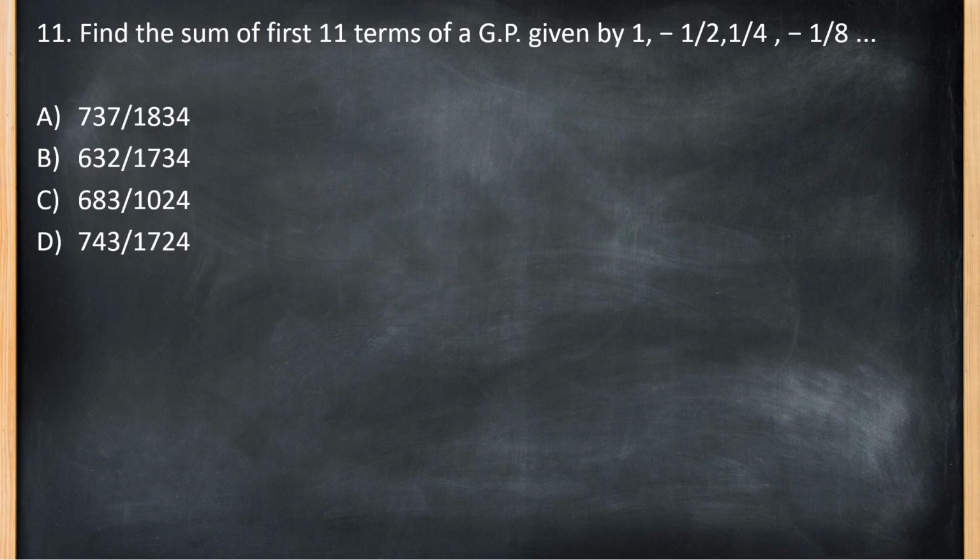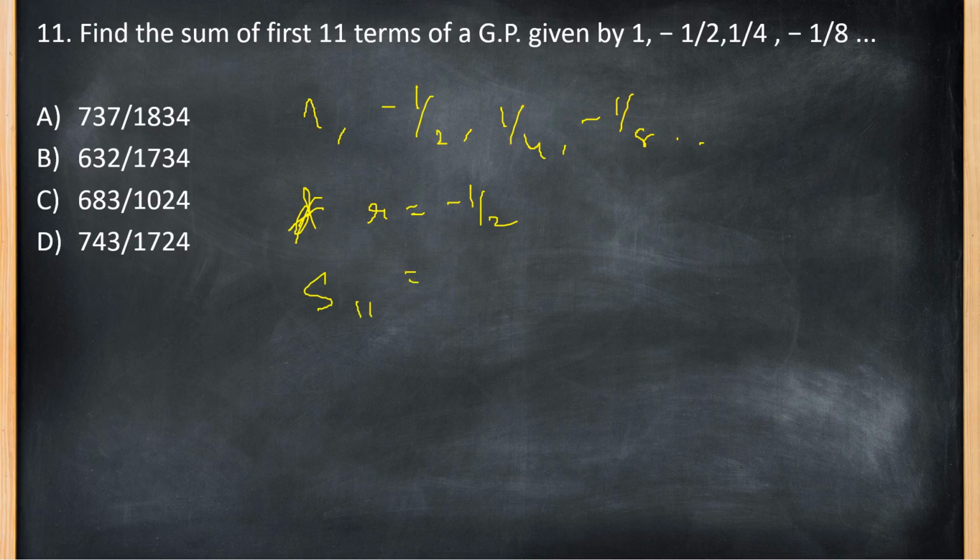The next question. Find the sum of the first 11 terms of a GP. The GP is given, which is 1, minus 1 by 2, 1 by 4, minus 1 by 8, and so on. So let's find the common ratio. The common ratio is minus 1 by 2 by 1, which is just minus 1 by 2. Since the common ratio is less than 1, we can directly take the sum of 11 terms. So S11 is given by a into (1 minus r power n) by (1 minus r).